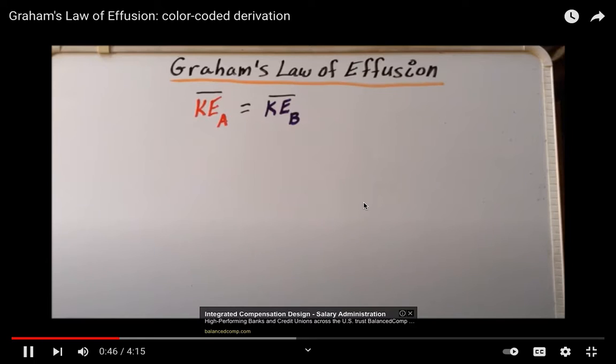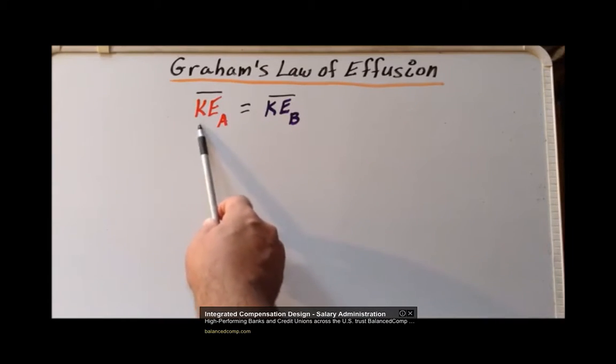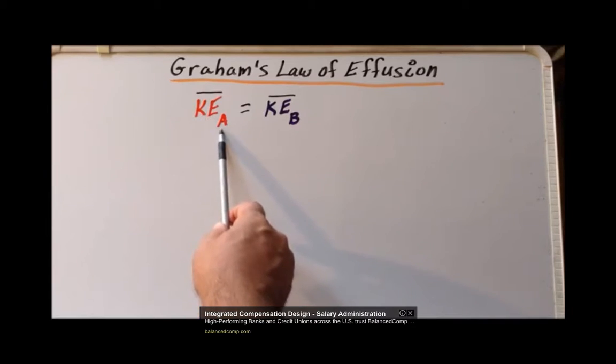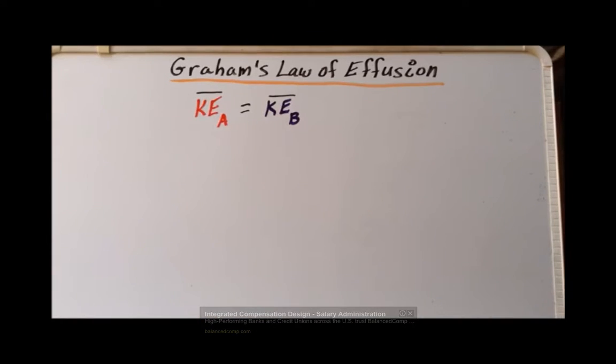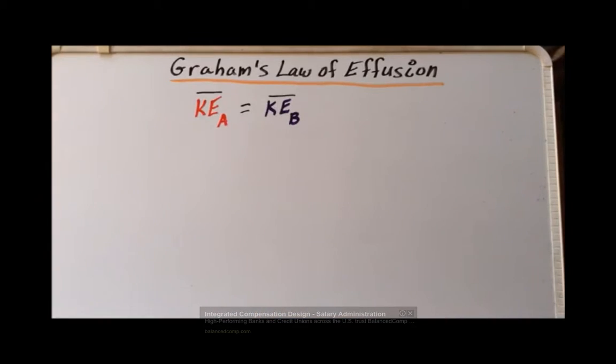Therefore, since they are in thermal equilibrium, they have, by the kinetic theory of gases, the same average kinetic energy. So the average kinetic energy of A, KE sub A with a line over top of it to show that it's the average, is equal to the kinetic energy of B, average.